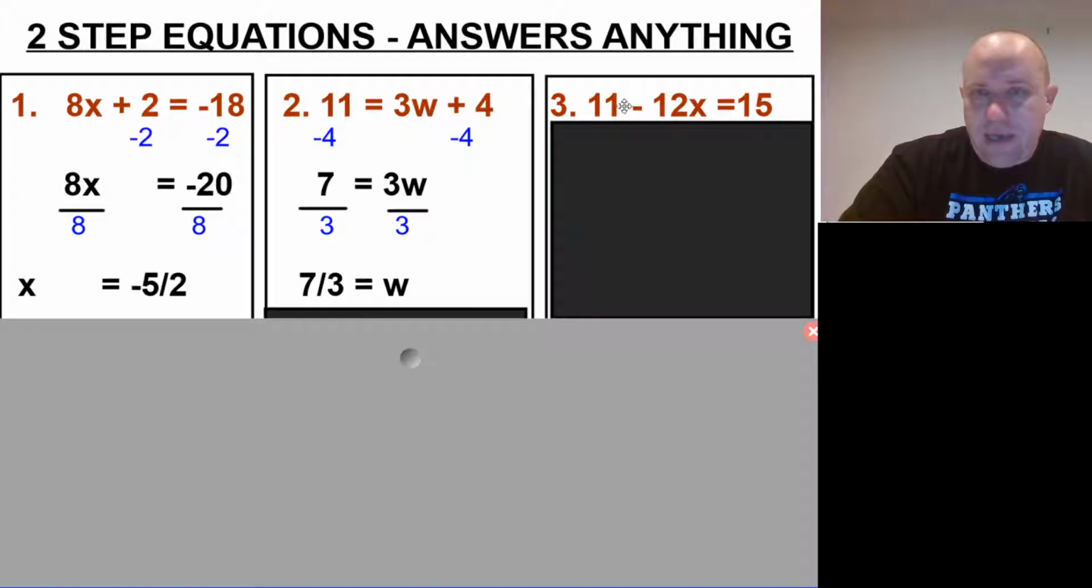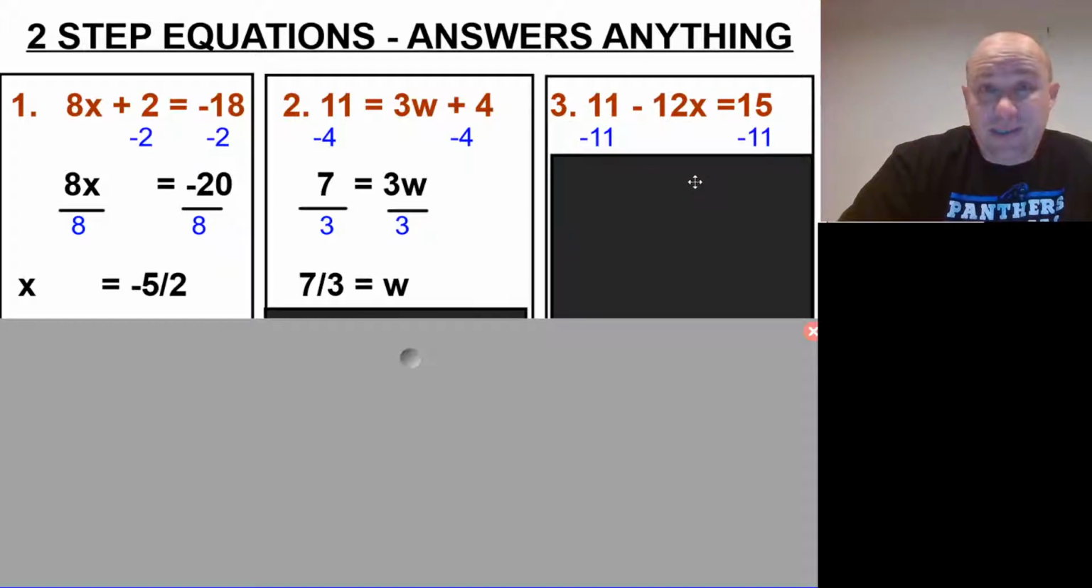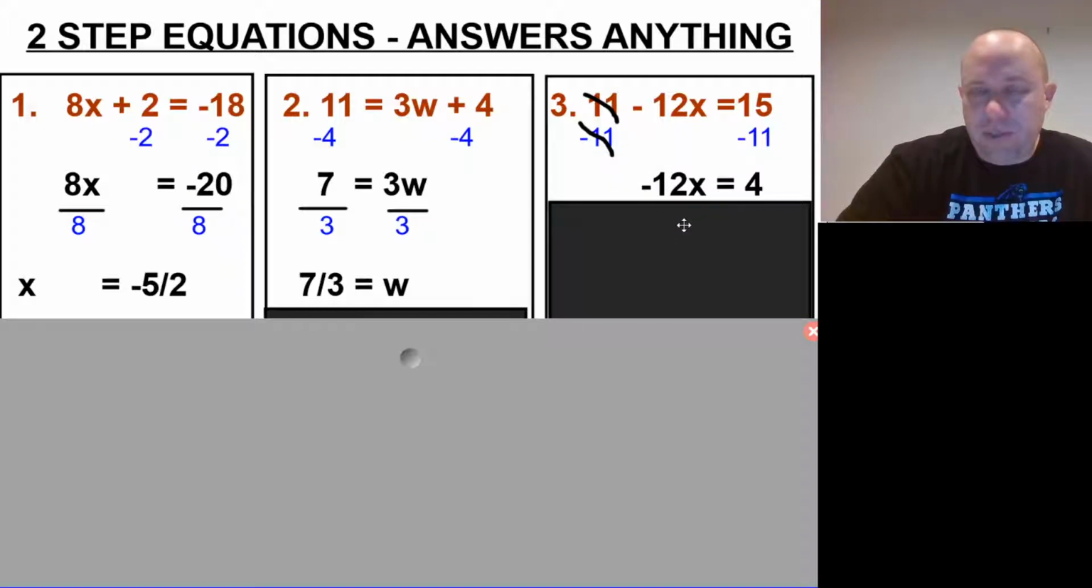So my variable is here, so it's the 11 that I want to move across to the other side. So as it's a positive 11, I'm going to subtract 11 from both sides, because 11 take away 11 is 0. I'm crossing these out sometimes and not other times. You might want to get into the habit of always crossing them out. It's just not easy for me to do on the laptop so easily while I'm showing you. 15 take away 11 is 4.